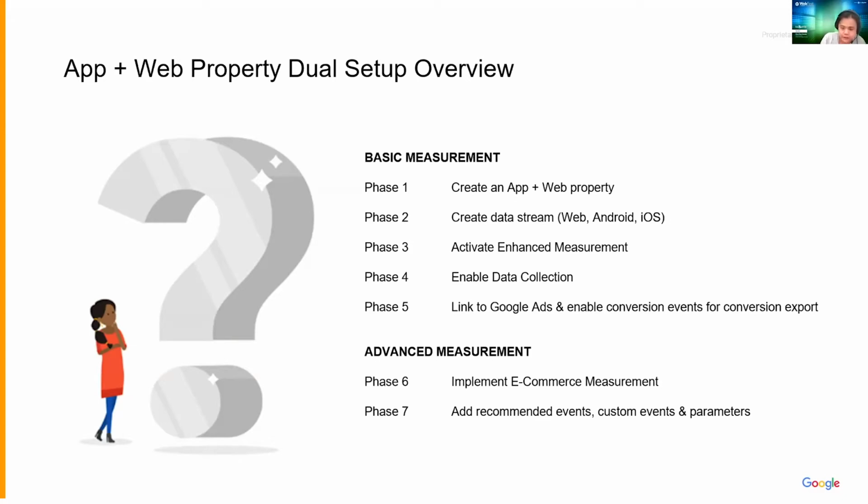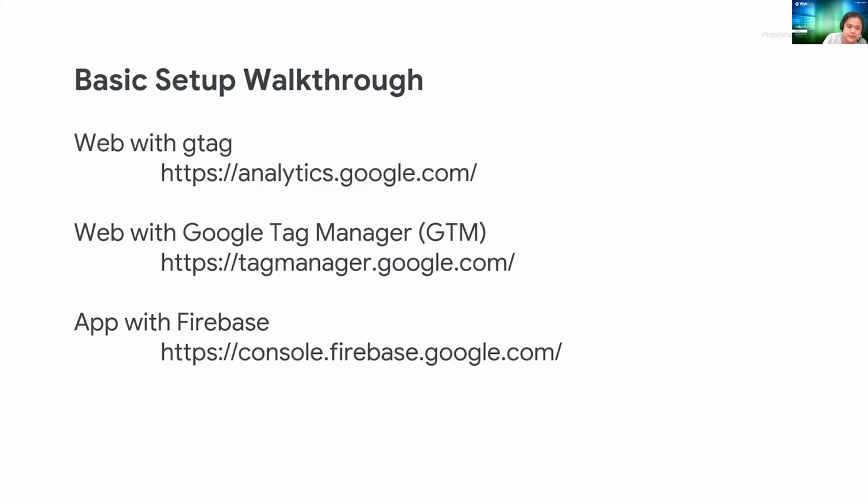Assuming you are doing that, I'm going to go through a basic setup walkthrough. Let me know if my screen does not translate, because I'm going to tab away from my PowerPoint to go through a live walkthrough. I'm going to look at 3 different circumstances that you may face. The first one is web with G tag, which is the one you will encounter if you are using WordPress or any other pre-packaged system with a plugin for Google Analytics. Most likely you will be doing this.